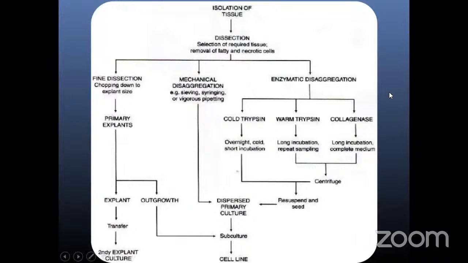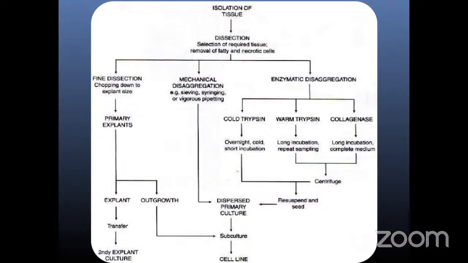So what are the different disintegration methods? That we will see. Once the tissue is isolated, it is dissected. We have to remove the fat cells, necrotic cells, all these things from the tissue, and get only the cells of our interest. Only that particular tissue has to be taken, and you can disintegrate it by using three methods. First is fine dissection. You will have small scalpels, small knives, with which we can chop the tissue into small pieces. That is called the primary explant.